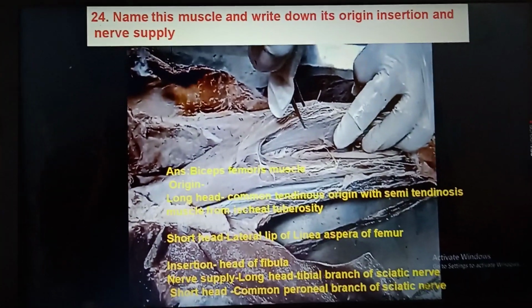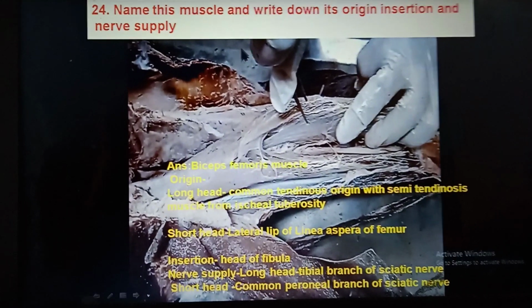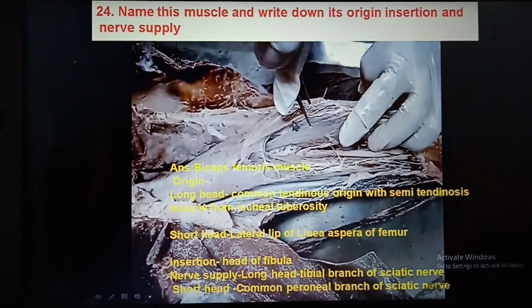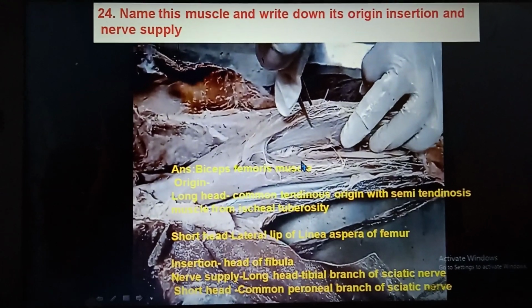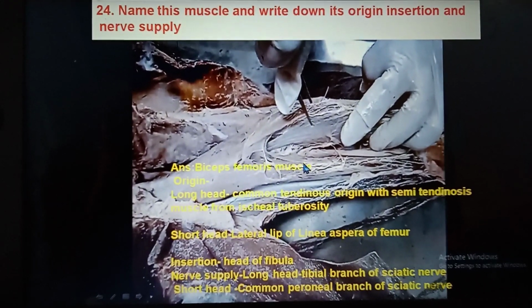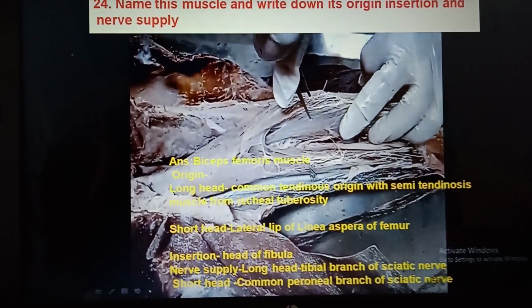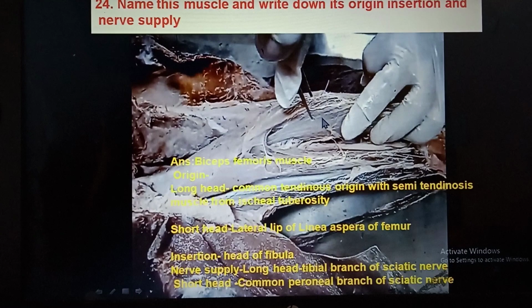Name this muscle and write down its origin, insertion and nerve supply. This is biceps femoris. From superior to inferior, this is biceps femoris, semitendinosus and semimembranosus. Okay. Now this is biceps femoris.